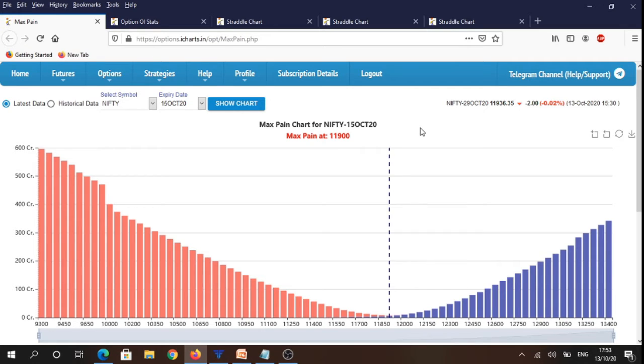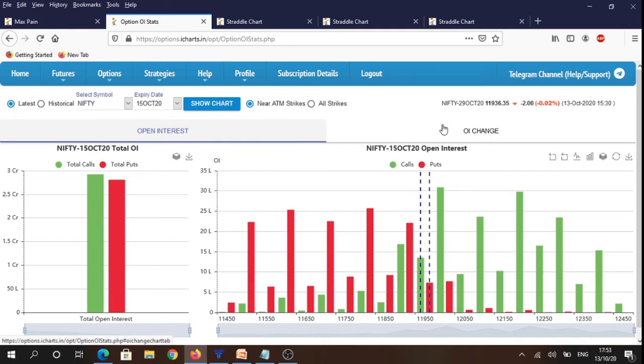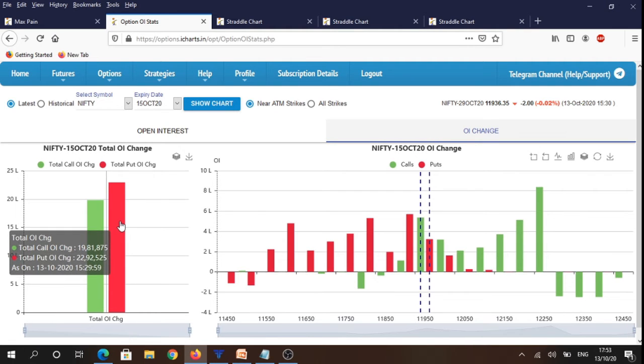So the max pain for Nifty is at 11,900 level. This is the level at which, if options were to expire on 15th October, option writers are going to suffer the least amount of losses. And if we see options open interest data for today, around 2.92 crore shares of calls have been written versus 2.80 crore shares of puts overall. Broadly speaking, we are in the range of 12,000 to 11,800 levels for the near term. And if we see the overall open interest change for today, almost 23 lakh shares of puts were written versus 20 lakh shares of calls.